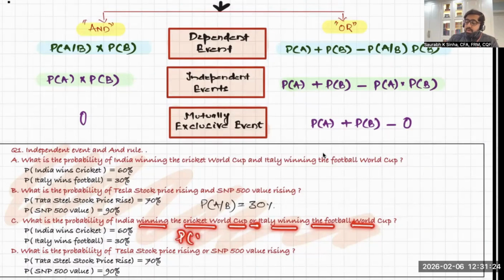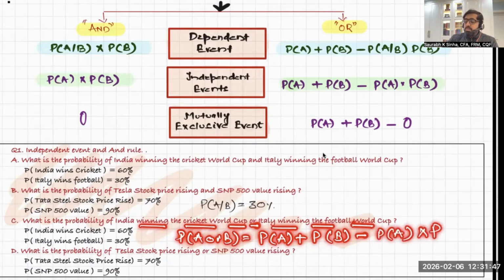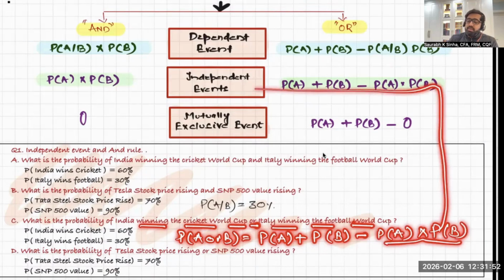So what is the formula? Probability of A or B is equal to pure probability of A plus pure probability of B minus probability of A and B. Now because it is probability of A and B, it depends upon what? Events. So is it an independent event combination or a dependent event combination? Independent event. So it would be pure probability of A into pure probability of B, because that is the formula for the AND rule for independent events.